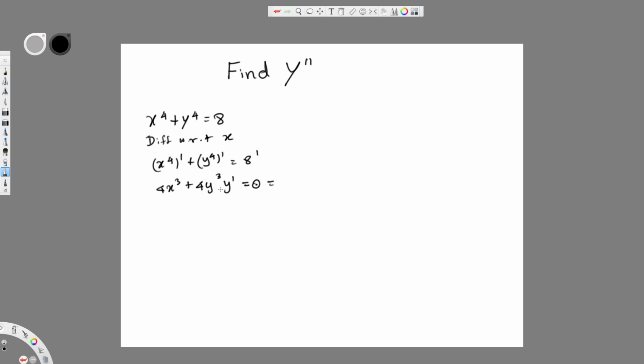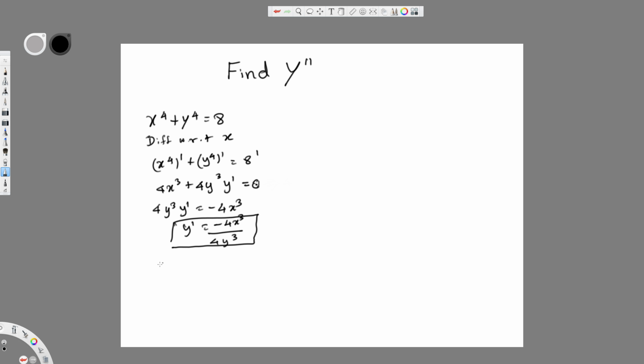Then we write this one, we can separate y prime, so it's going to be 4y cube y prime plus 4x cube, and this is equal to 0. Then I take the y prime to one side. It's going to be 4y cube y prime is equal to minus 4x cube. So y prime is going to be equal to minus 4x cube over 4y cube. So this is my y prime.